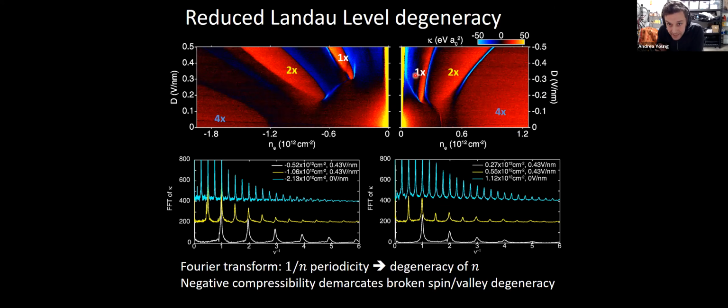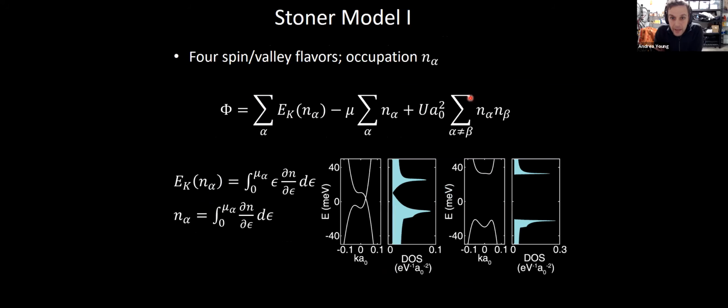So we can label these 1x, 2x, and 4x. It's particularly simple on the electron side, and so I'll focus on that region. The reason for that is that once you do a proper accounting of the band structure, the low density band structure is somewhat more complicated than what I showed you. You have to take into account various hoppings within that unit cell.